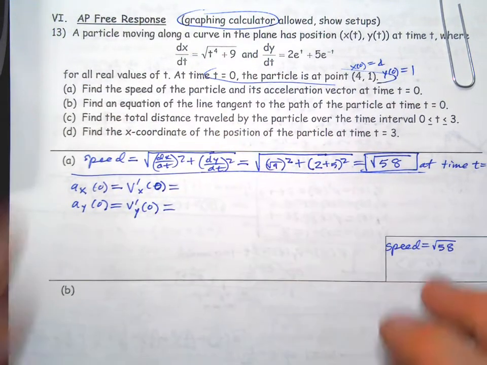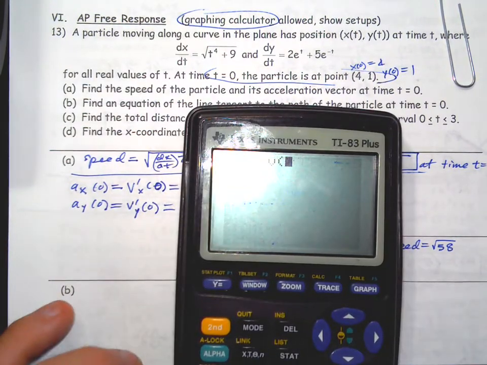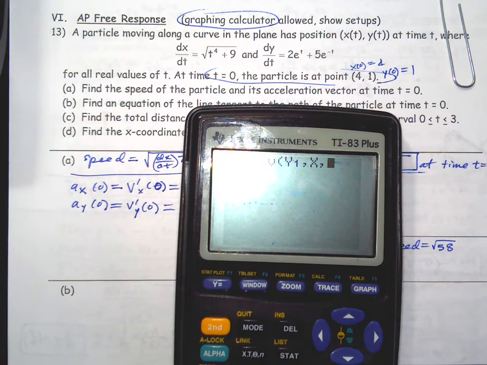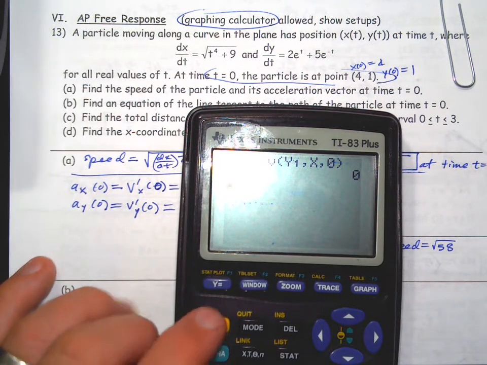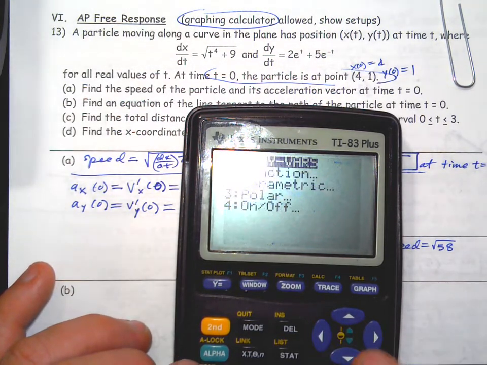I'm going to let my calculator do these. I already put them in on the y menu, so I'm going to do math 8, vars, y vars function, y1, comma x, comma 0. That's my first one. Do it again. Vars, y vars function, y2.